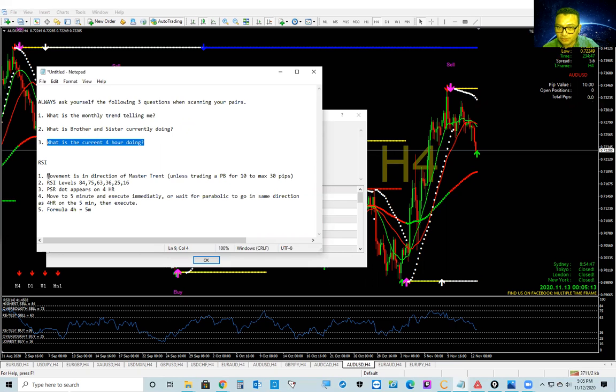So always ask yourself, what is the direction of the trend? If you decide to trade a pair against the master trend, make sure you take either 10 or 30 pips max and then get out because you are trading a dangerous zone. And the RSI levels that we have here are the following: 84, 75, 63, 36, 25, and 16.